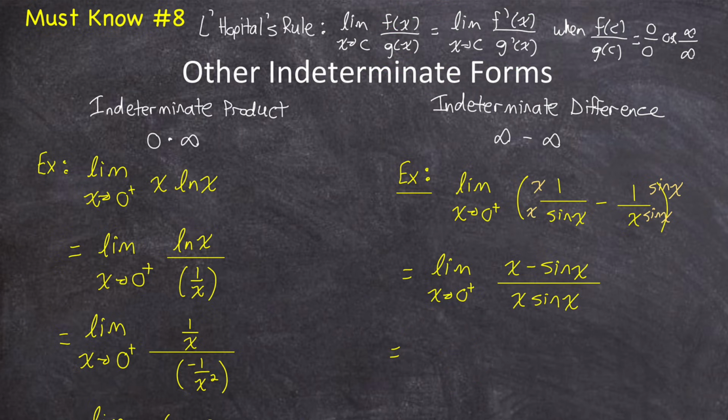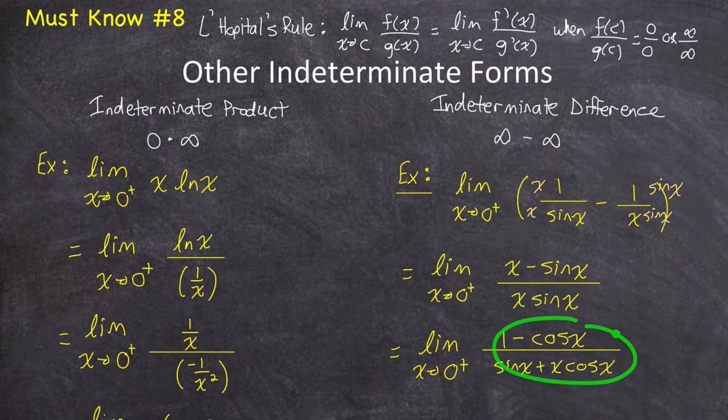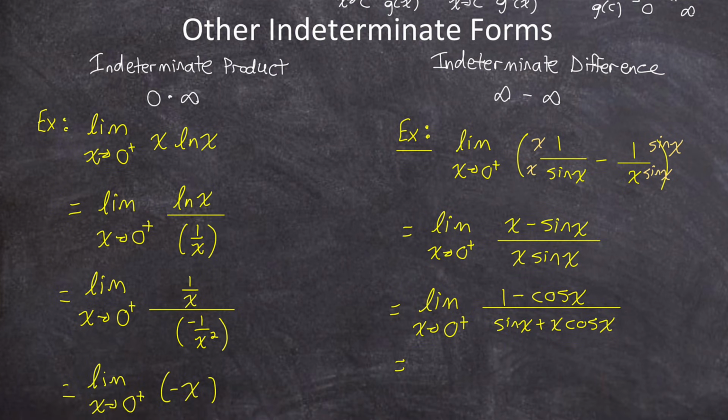So I know this would be equal to the limit as x approaches 0 from the right of the derivative of the numerator divided by the derivative of the denominator. So I'll write those derivatives. And then when evaluating the limit of this function as x approaches 0 from the right, I would have 1 minus 1 over 0 plus 0, which is just, once again, indeterminate form of type 0 over 0. So I can apply L'Hopital's rule again.